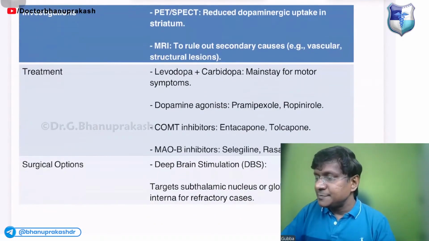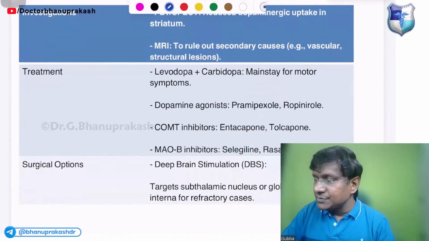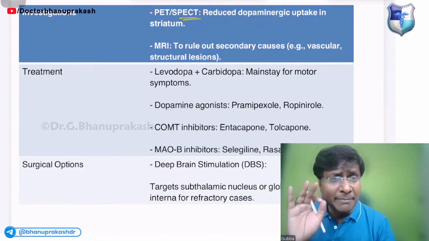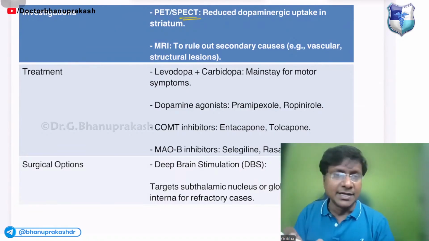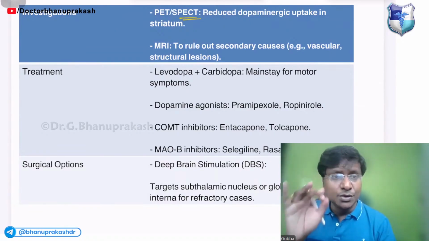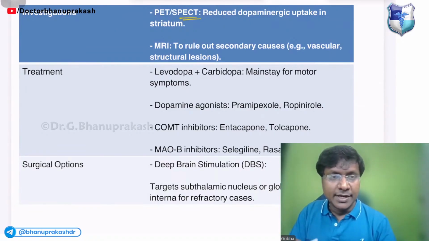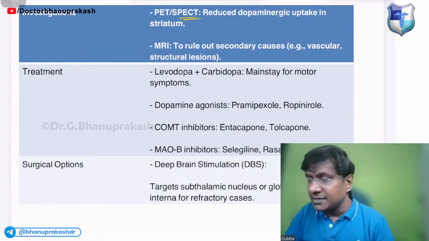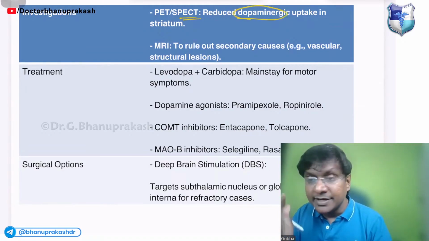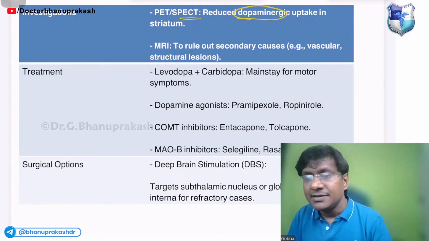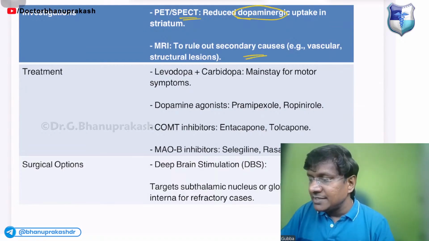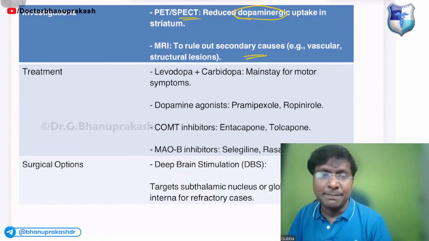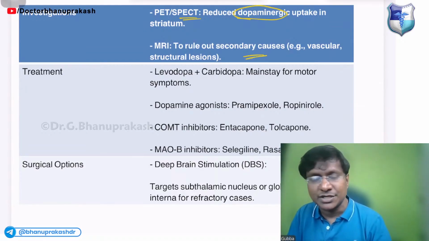And how will you diagnose these patients? Diagnosis in these individuals is done by PET or SPECT. Actually, the majority of individuals we diagnose clinically. But if you want the definitive diagnosis, where you want documented evidence, then you need to do a PET or SPECT that will show reduced dopaminergic uptake in the substantia nigra or your striatum. And MRI is done mainly to rule out secondary causes for Parkinsonism, that is vascular or structural lesions.